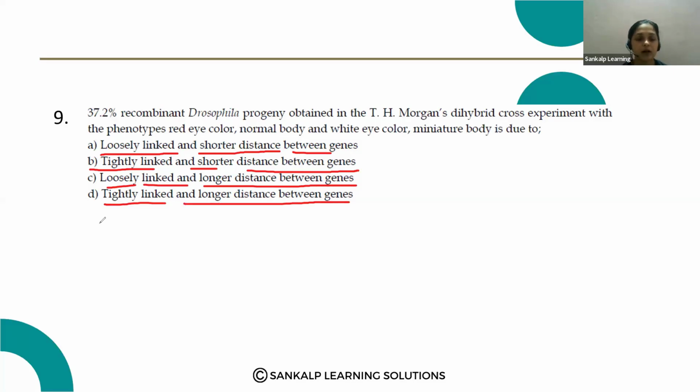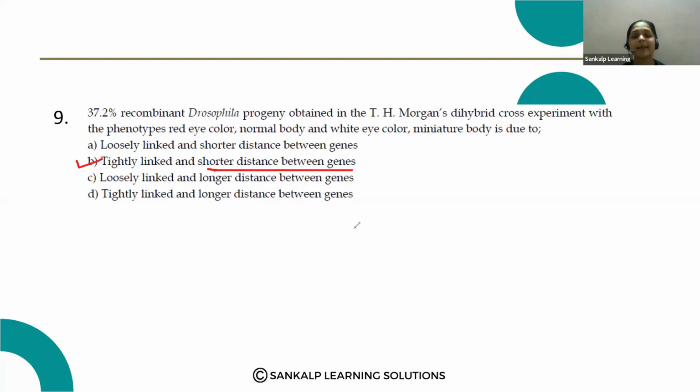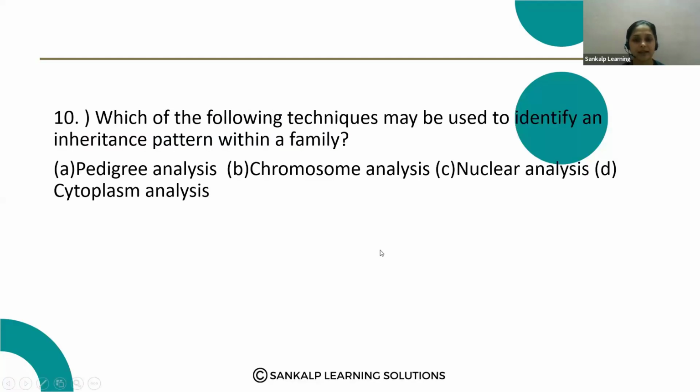So here we can say tightly linked and shorter distance. The genes are tightly linked, so no segregation occurs because of that. Segregation does not happen because the genes are tightly linked and have a shorter distance between them. So because of that, this type of progeny is formed. Option B is the correct answer.